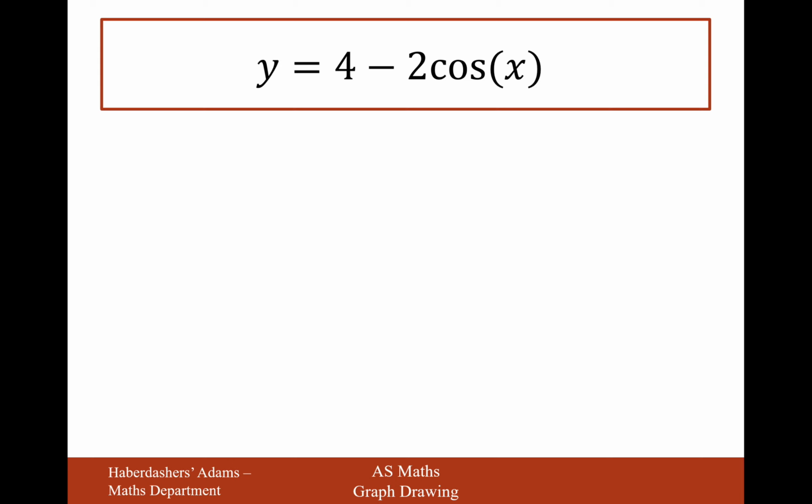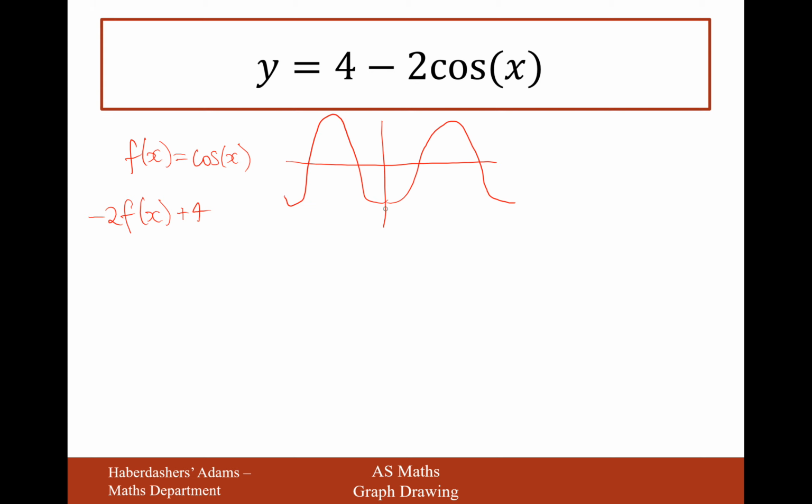Alright, then moving on to the next one. So the parent function here is the cos function. And the transformation here is going to be -2 f of x plus 4. So the -2 multiplier transformation first is going to mean it's going to start off life like this. -2 minimum point, 2 maximum point.